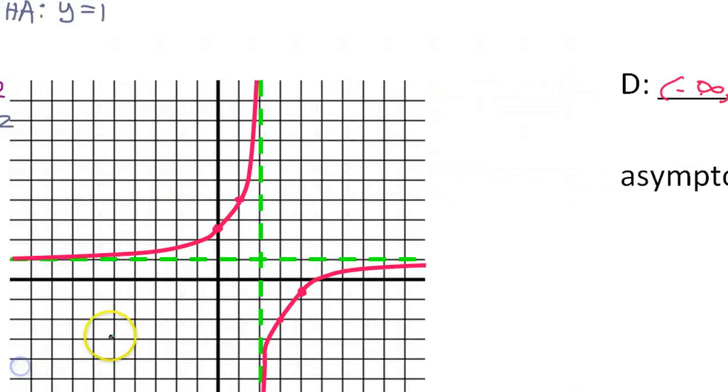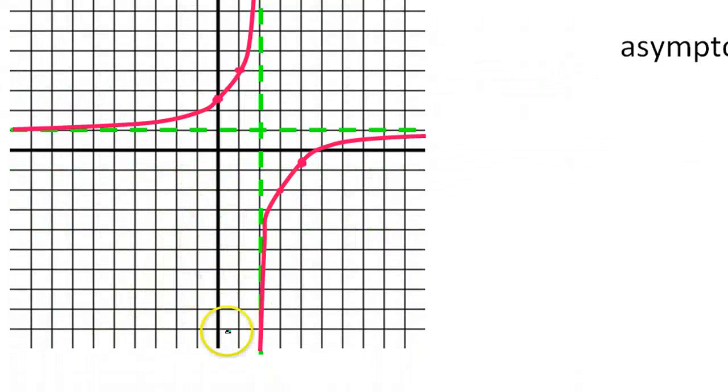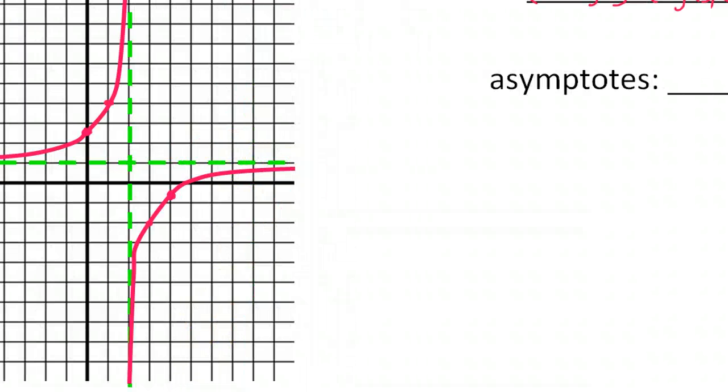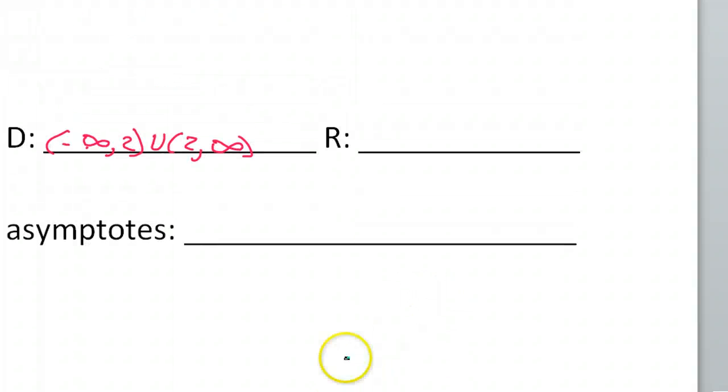The range goes from bottom to top. It's the y values. This graph contains all y values except for 1. We have to skip over that horizontal asymptote. So the range will be all y values except for 1. That will look like this: negative infinity to 1 union 1 to infinity.